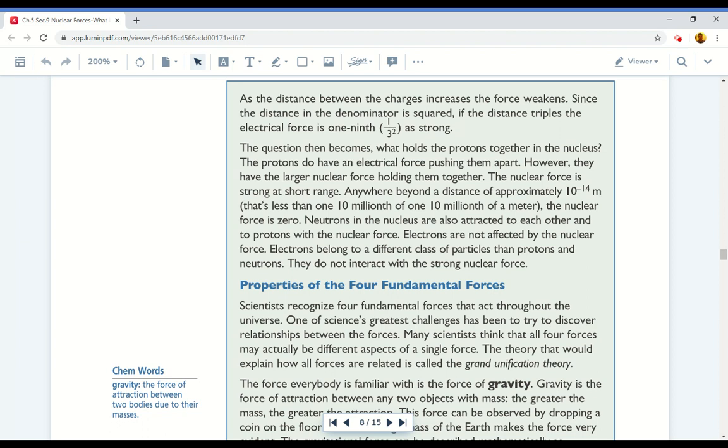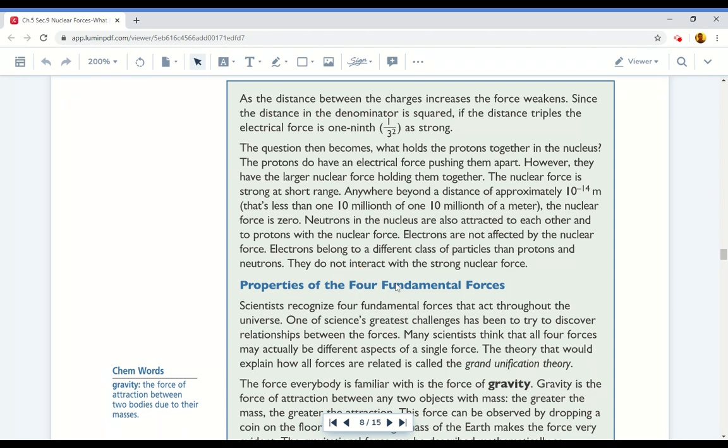Neutrons in the nucleus are also attracted to each other and to protons with the nuclear force. Electrons are not affected by the nuclear force. Electrons belong to a different class of particles than protons and neutrons. They do not interact with the strong nuclear force that is contained in the nucleus of the atom.